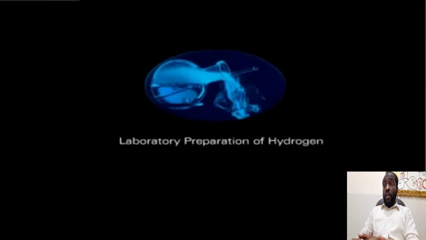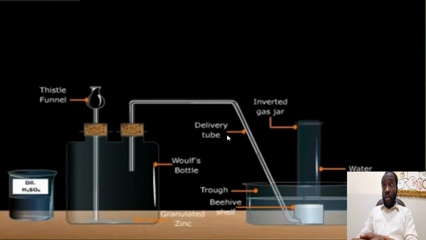In front of us, we have the laboratory preparation of hydrogen, and here comes the setup. Now, this is our dilute sulfuric acid. We cannot use the concentrated sulfuric acid because it's a strong oxidizing agent, and at the end of the day, we might have the production of sulfur dioxide and water. So we might not even collect our hydrogen at the end of the experiment.